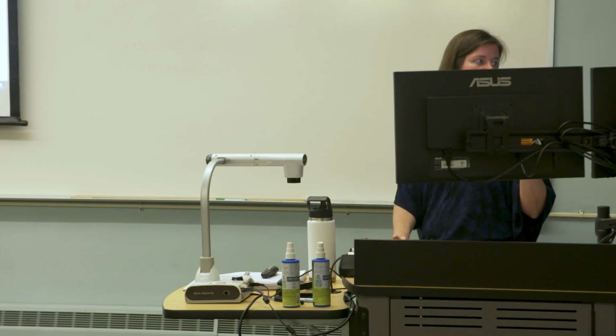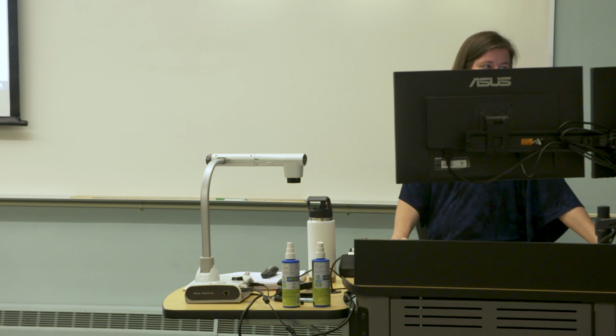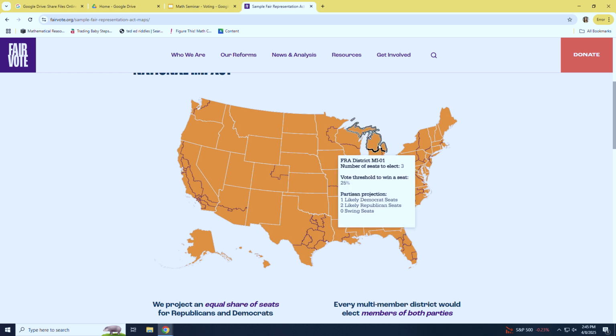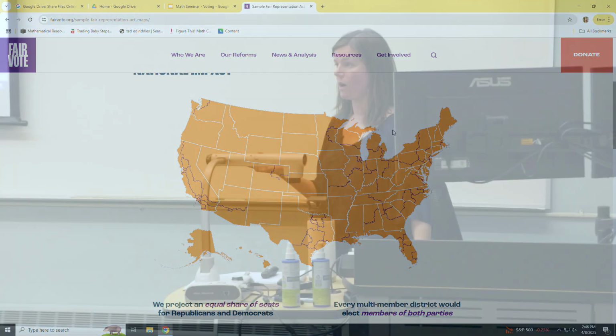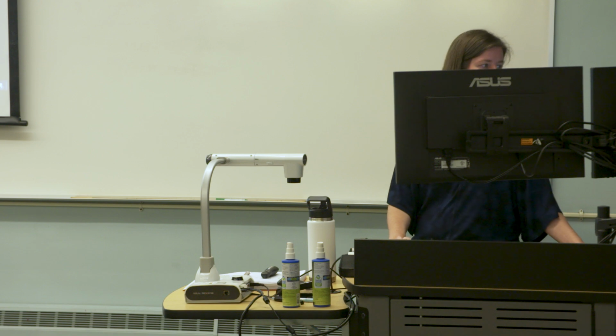This would be an example of what FairVote is proposing. Not this exact one, it's just an example. So 3 districts. This district elects 3 seats. This district elects 5 seats. And this district elects 5 seats. So that's 13, right? Each district elects more than 1 person. So the idea is, let's get away from winner takes all. Let's split it proportionally. I'm going to give you an example of how this would play out.